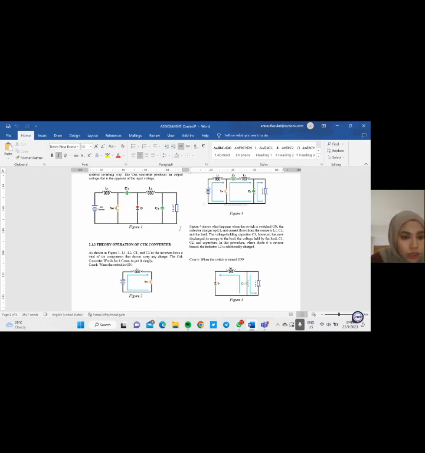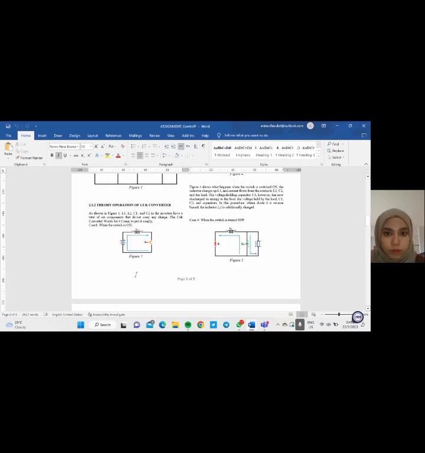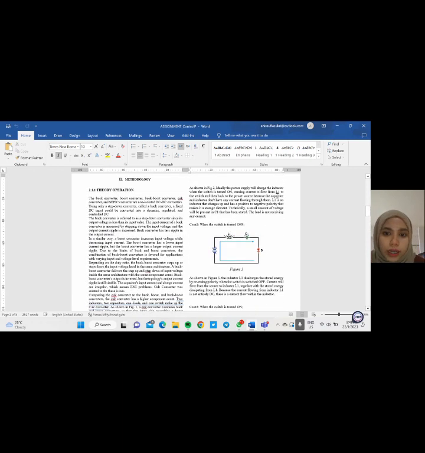Case 1 is when the switch is on. Ideally, the power supply will charge the inductor when the switch is turned on, causing current to flow from L1 through the switch and back to the power source, because the capacitor and inductor L2 don't have any current flowing through them. L1 is an inductor that charges up and has a positive-negative polarity that makes it a storage element. Technically, a small amount of voltage will be present in C1 that has been stored. The load is not receiving any current.